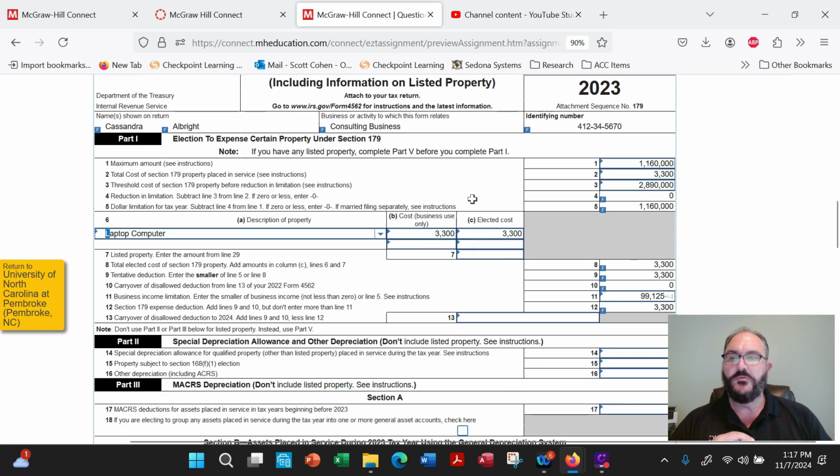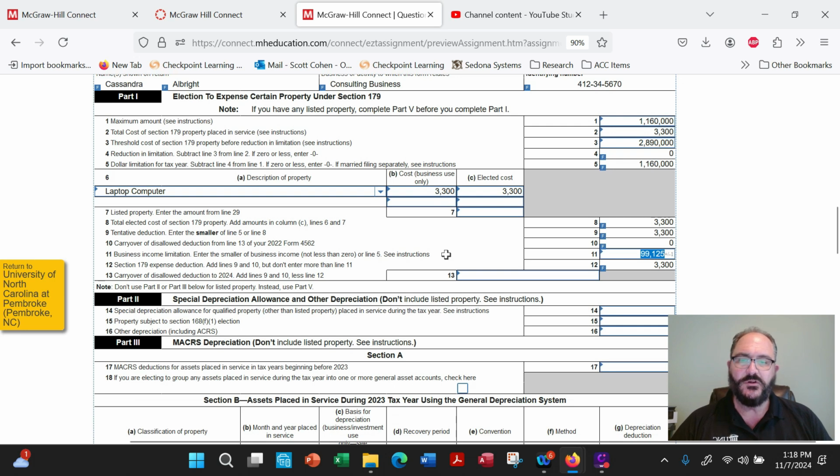Now when you go down, it'll populate in here, but once you put it here, it'll automatically populate in the software here, and it says, enter the smaller of line 5 or line 8, right? So let's see, what's line 5? Line 5 is $1,160,000 or $3,300. So obviously it's $3,300, right? And then it says business income limitation. Now the business income limitation, this is a calculation that's done, and like I said, it says see instructions here.